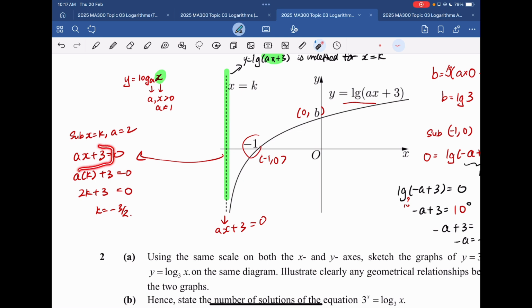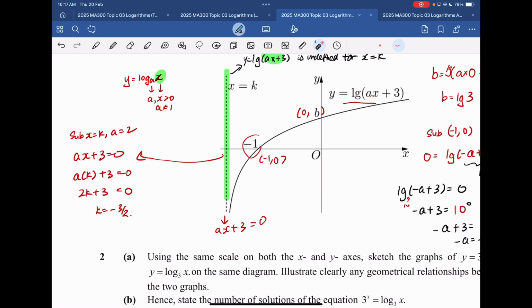So if I let ax plus 3 equal to 0, you also know that a is 2 from earlier. So I substitute from earlier here. I also know that x is k. I sub x as k here: 2k plus 3 equal to 0. K is minus 3 over 2. Is that okay? Anyone need me to explain again?